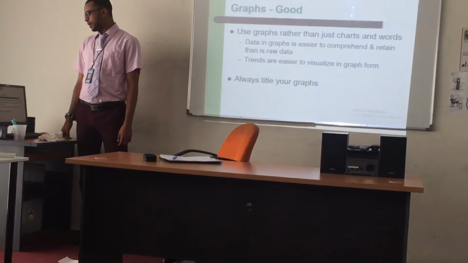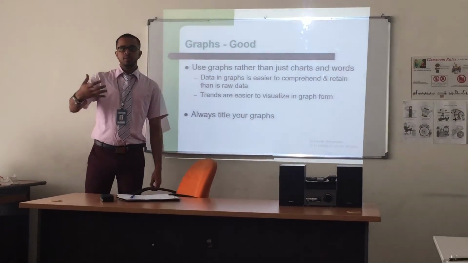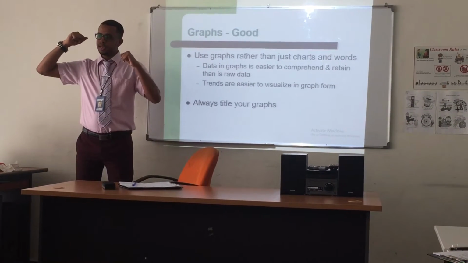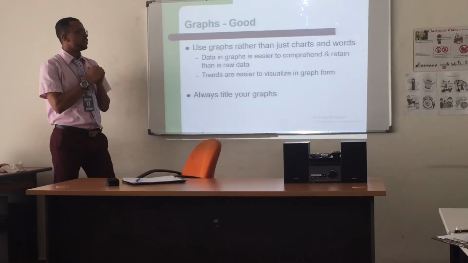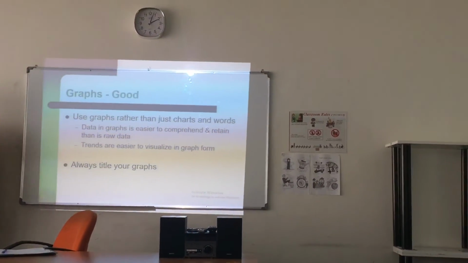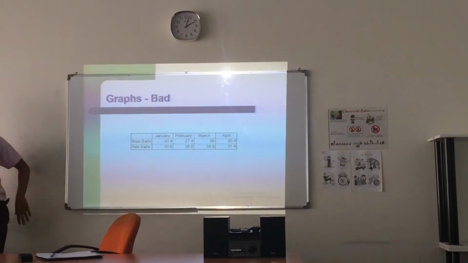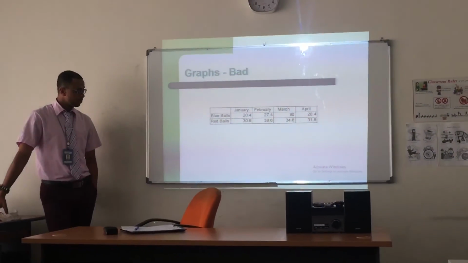Graphs. How you write graphs and tables, like when you want to show a number of something. How do you do it? Use graphs rather than charts and words and data. I will explain it this way. Look here, what is this? January, February, March. A table, right?